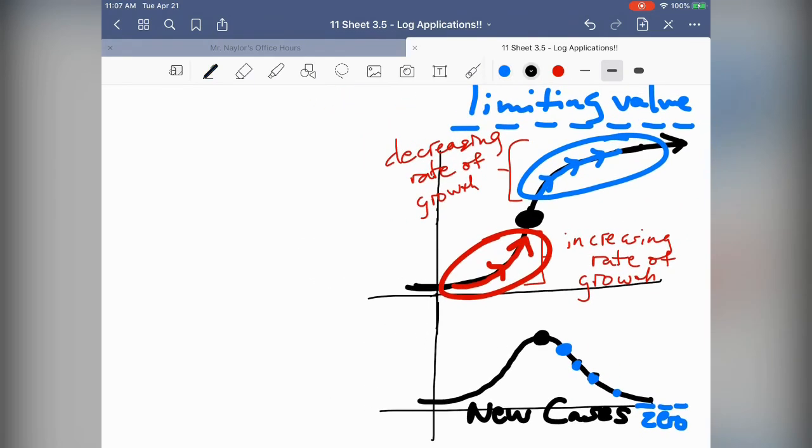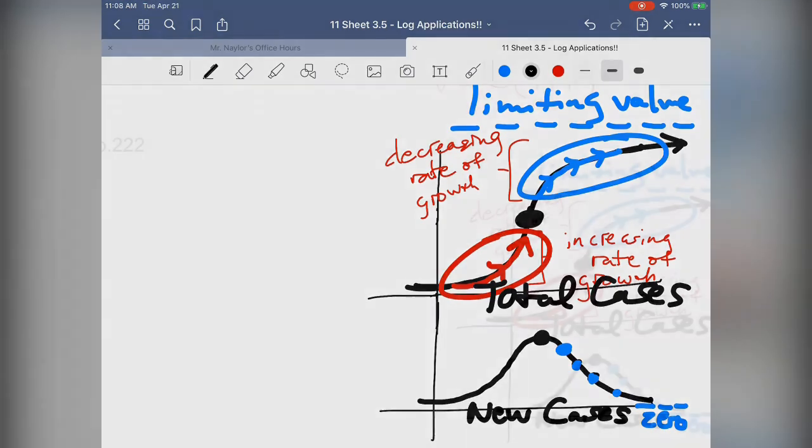So each graph is describing a different idea, and maybe I should describe here that this logistic graph is describing the total number of cases, where we see the total number of cases, again, keeps going up until it reaches a limiting value when we also will have no more new cases.